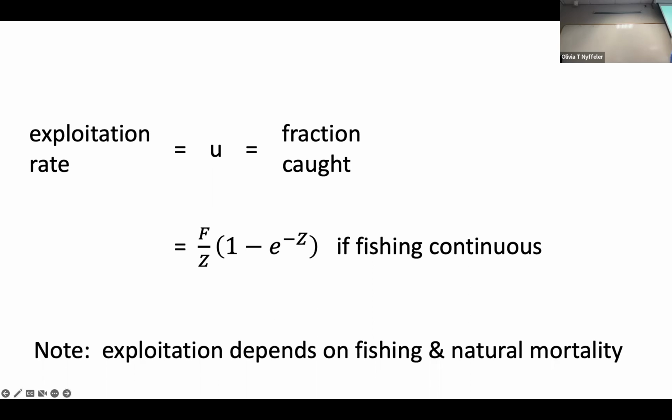The key point is that exploitation depends on the fishing and the natural mortality. So if you think about 1,000 fish present at the start of the year, and there's no natural mortality, then those fish can be fished all year long. You're not losing anything. But if there's natural mortality going on, then the longer you wait to fish, the fewer there are out there, because they're dying off naturally, so the fraction that you catch has got to go down. So exploitation depends upon fishing and natural mortality.